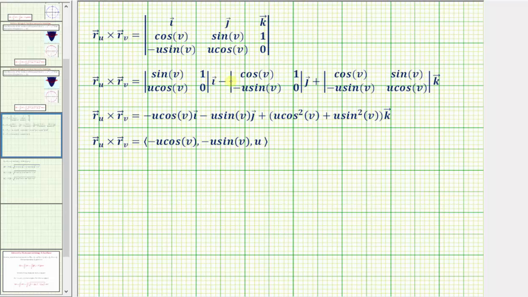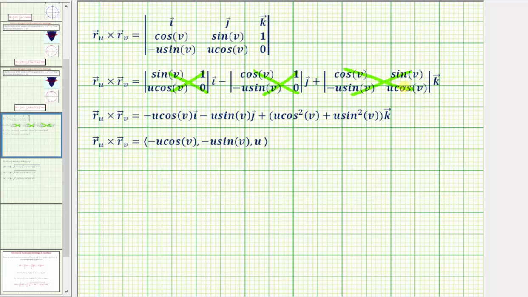And now to evaluate the 2 by 2 determinants, we need to find this product minus this product for each 2 by 2 determinant. So cosine v times 0 minus 1 times u cosine v gives us negative u cosine v times i. And then we have minus cosine v times 0 minus 1 times negative u sine v, which becomes positive u sine v, but because we have the minus here, we end up with minus u sine v j.